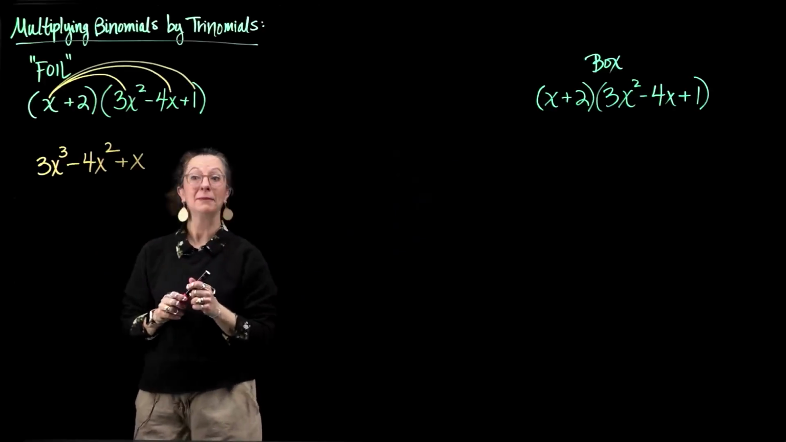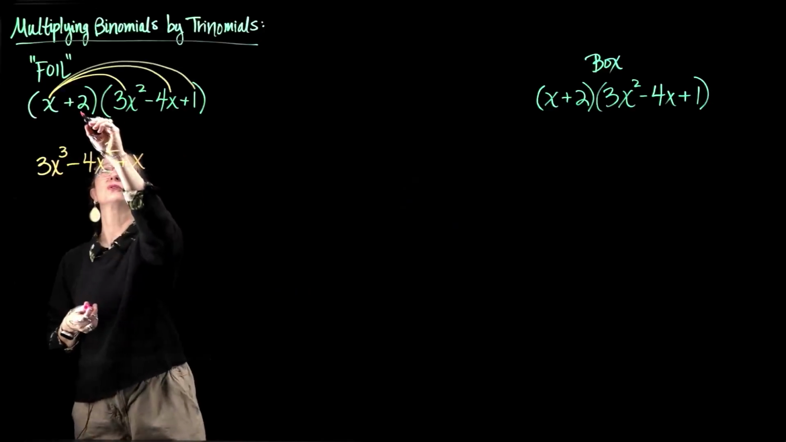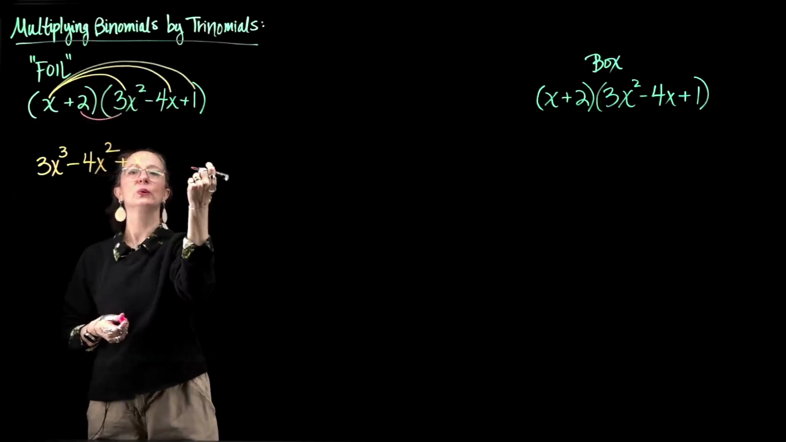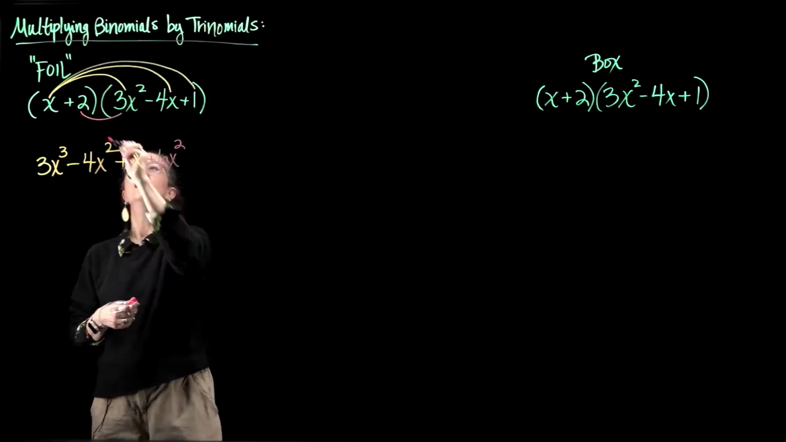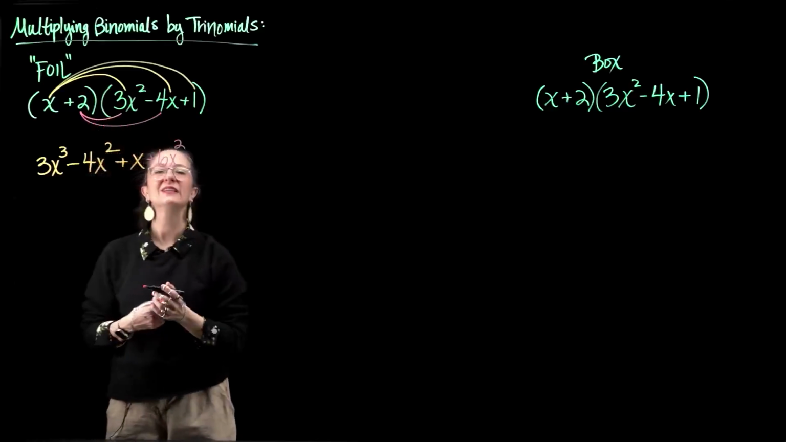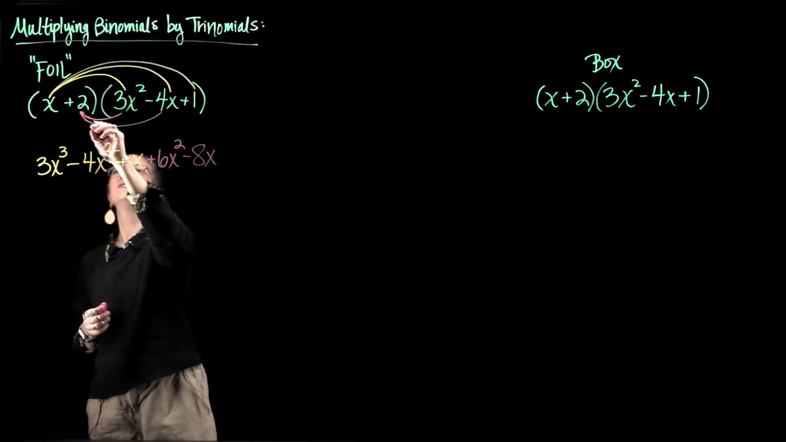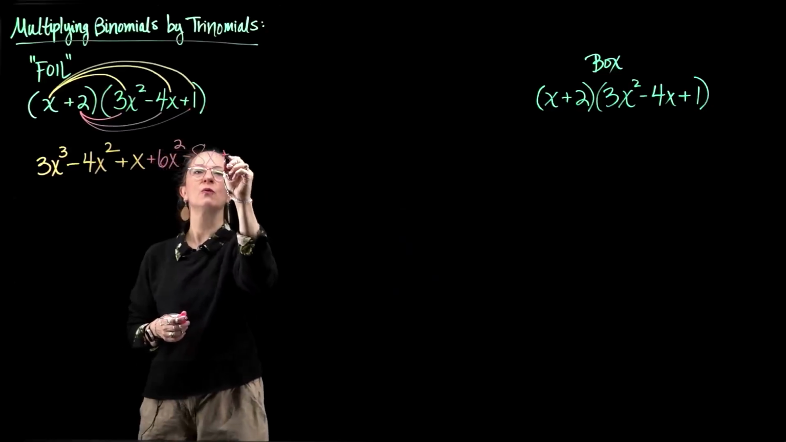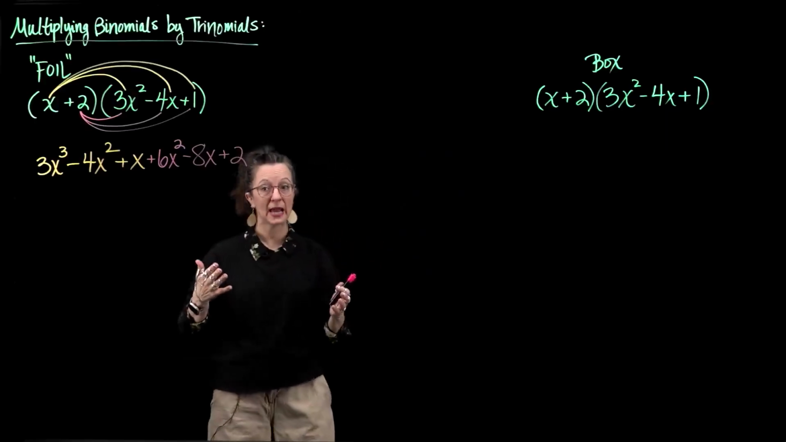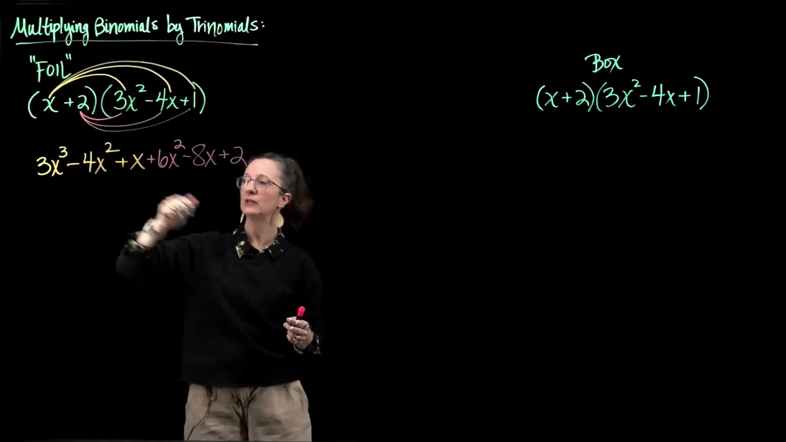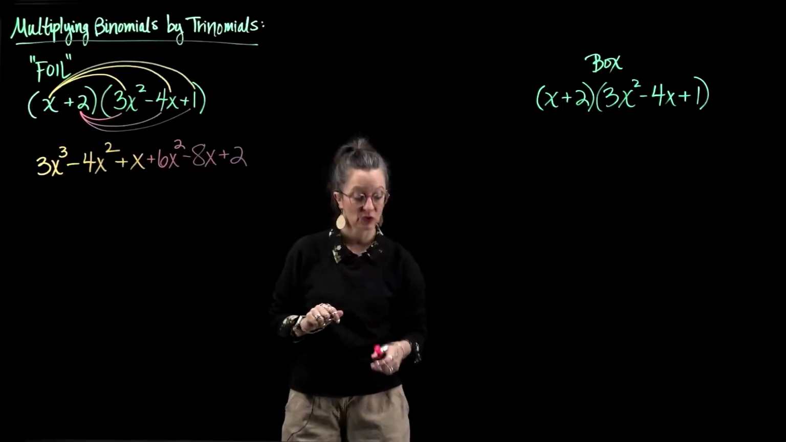Now, let's do the plus 2 part. So along the bottom, I'm going to draw those arcs. So I'll do the first one to connect 2 and 3x squared to give me 6x squared. Then I'll draw another arc from 2 to negative 4x to give me minus 8x. And then finally, 2 times positive 1 gives me plus 2. Okay, so I've written all of these terms out. I have 3x cubed minus 4x squared plus x plus 6x squared minus 8x plus 2.